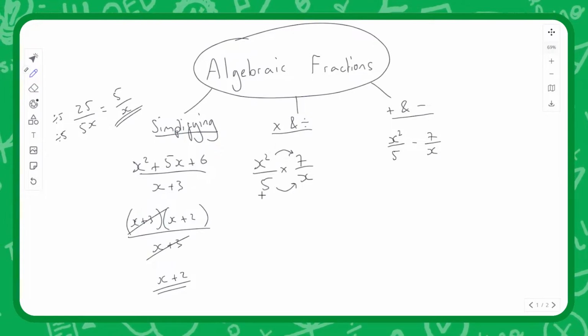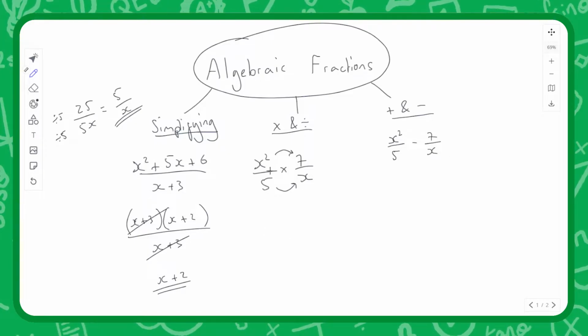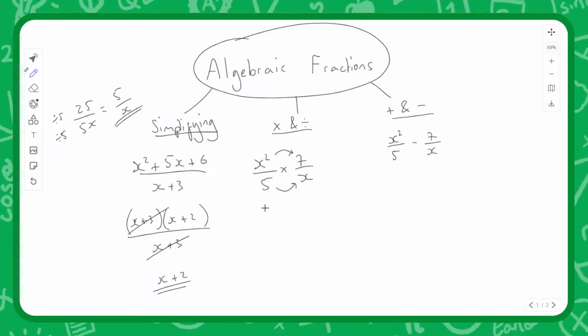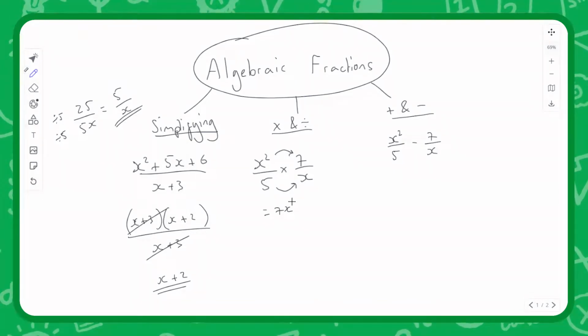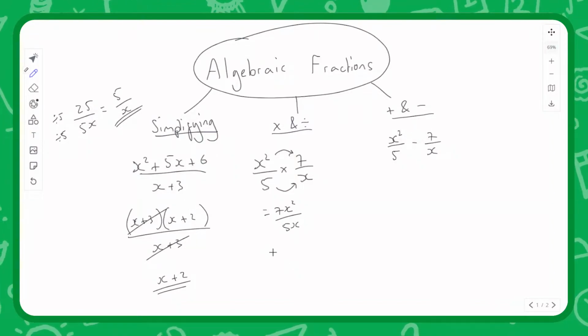So timesing is very nice. We'll cover dividing in a second. If I'm timesing fractions together, it's just top times top, bottom times bottom. And so I end up with x squared times 7, I get 7x squared, and 5 times x, I get 5x. And I could simplify this further.